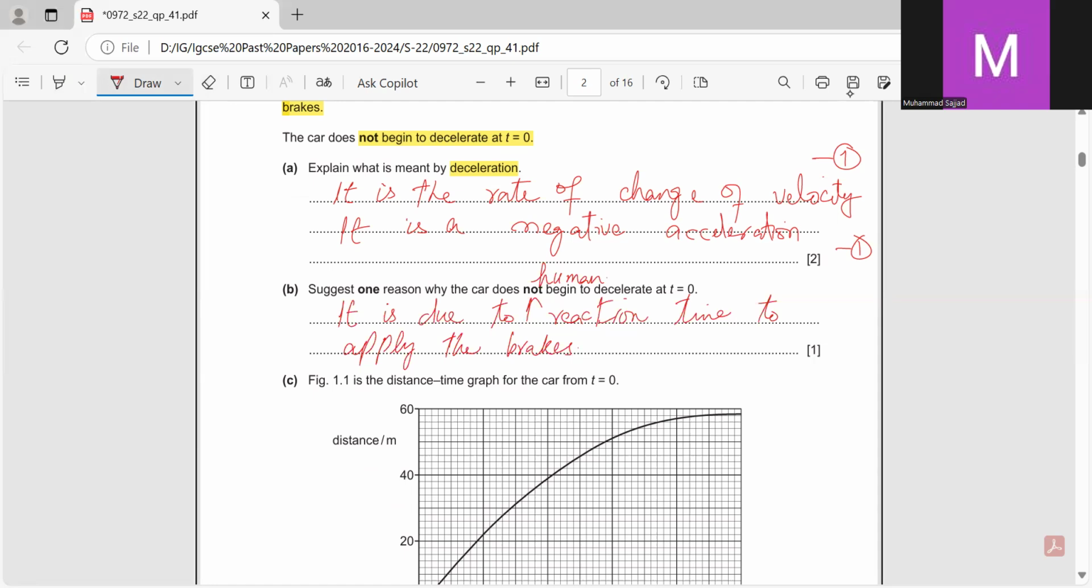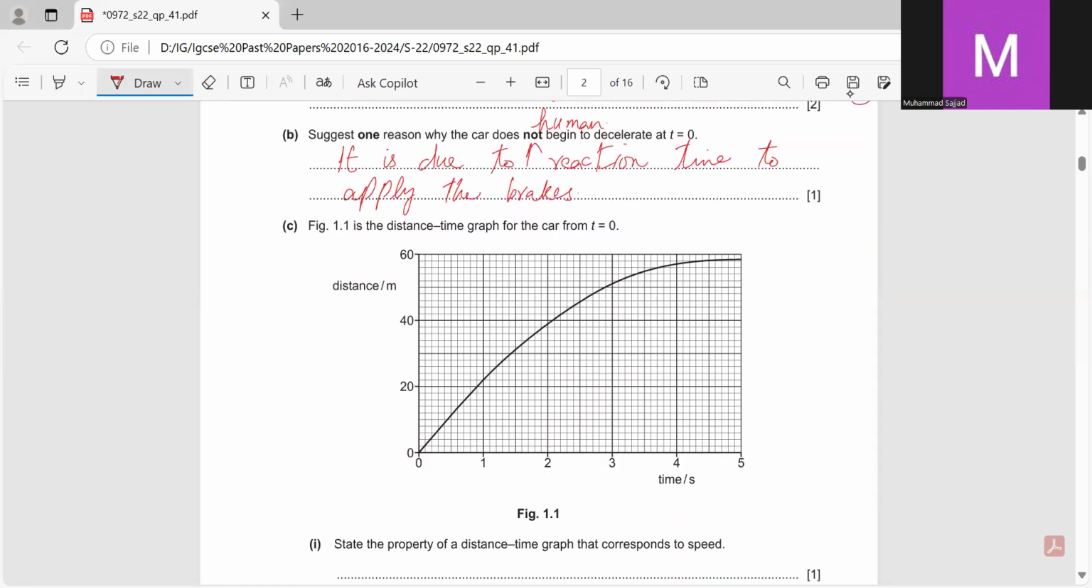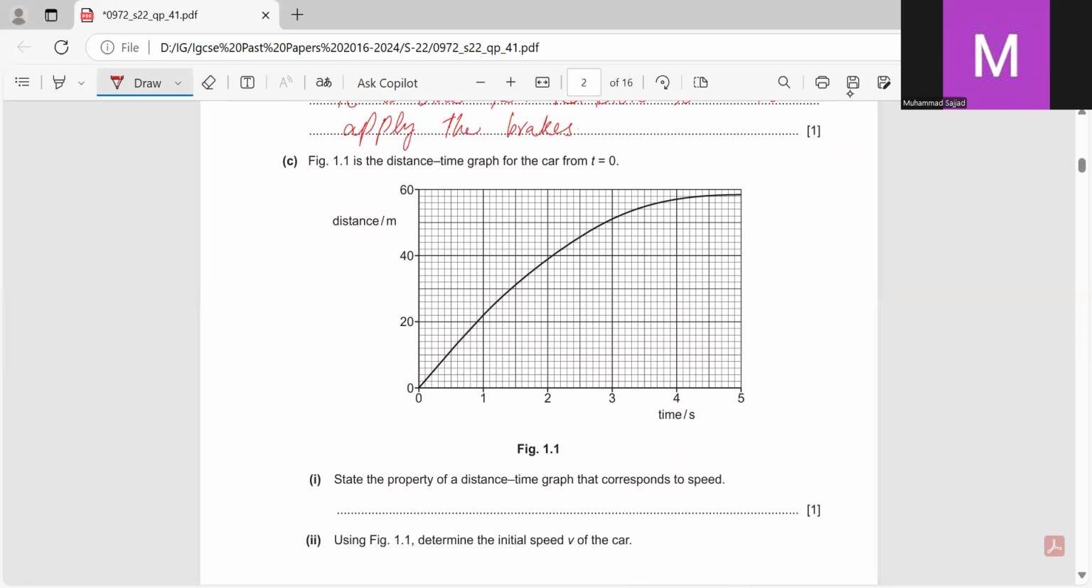Human reaction time to apply the brakes. Now, my dear friends, next is figure 1.1, the distance time graph for the car from t equal to 0. So this is a distance time graph. First of all, you have to be very careful.